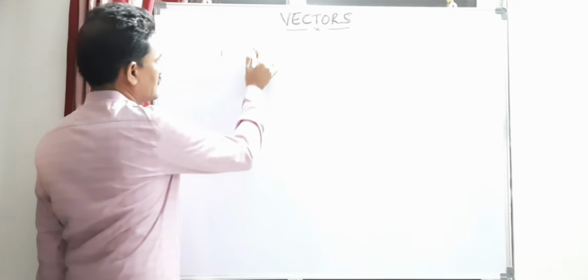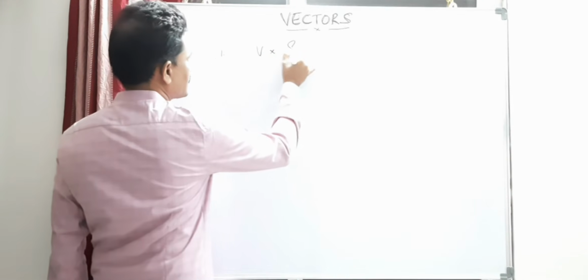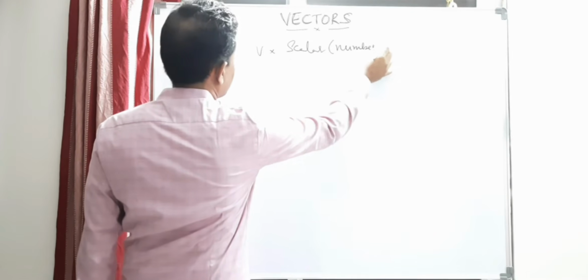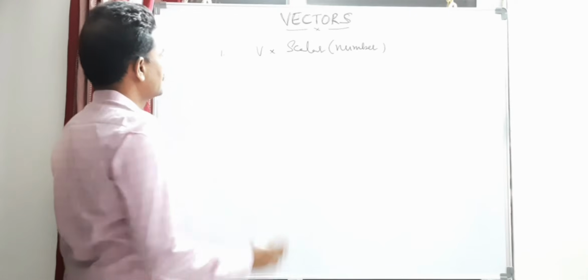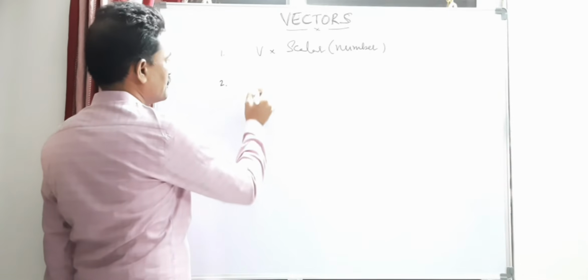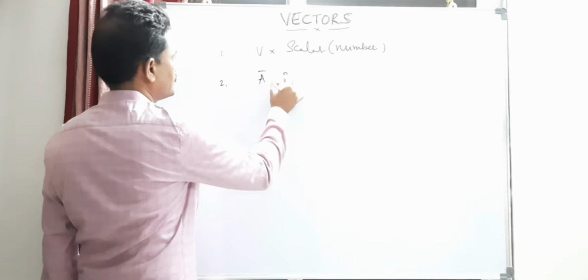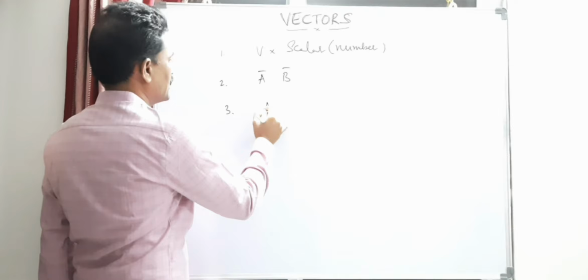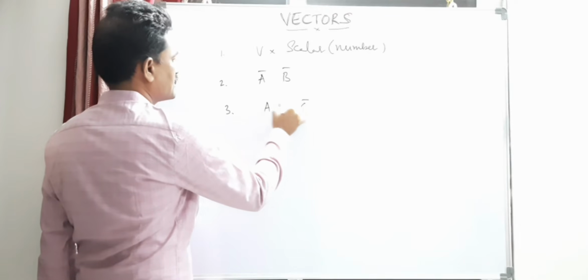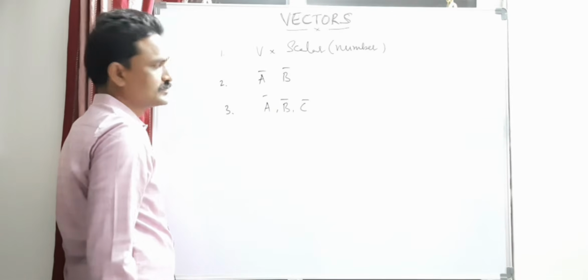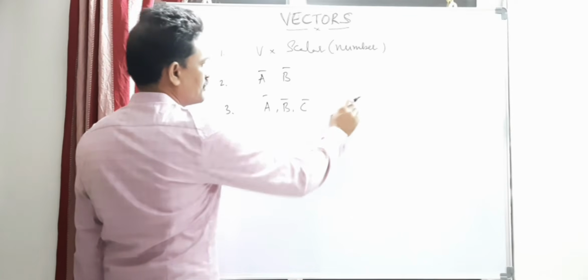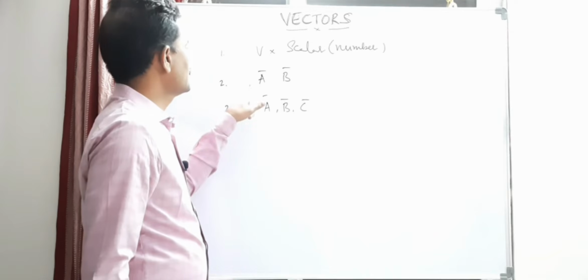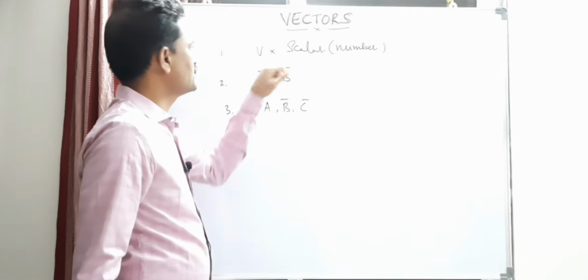First one is a vector multiplied by a scalar. Scalar is nothing but a number. So I am multiplying a vector with a scalar. The second one is multiplying two vectors, A and B. The third one is multiplying three vectors. This is generally called the triple product of vectors because there are three vectors. This one is very, very important and this is very simple.